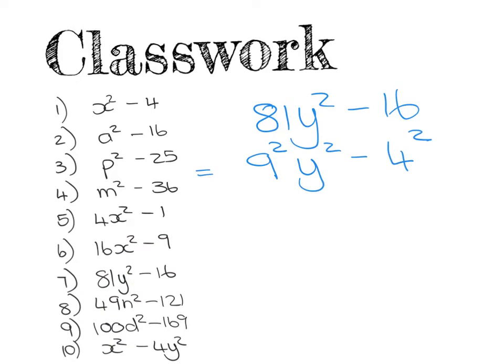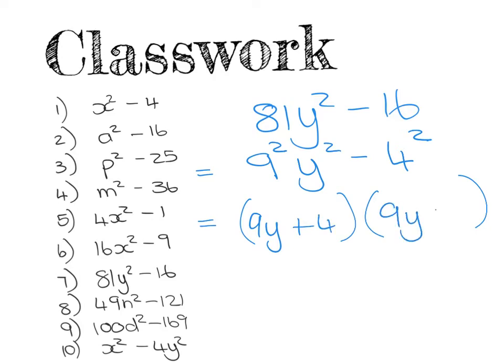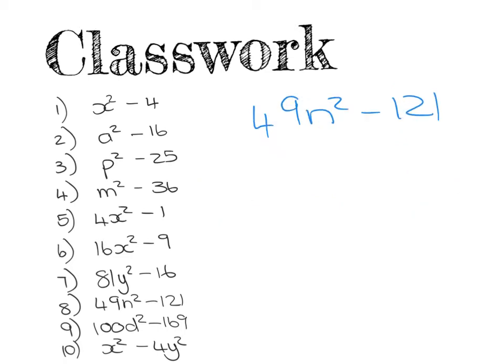Okay, so 81 is 9 to the power 2. Y squared is y squared, and 16 will be 4 to the power 2. So let's put it in brackets. 9y plus 4, 9y minus 4. Well done. This was a more difficult one. Not that difficult, but difficult enough. I'm sure you got it. So let's do the next one. Stop the video now.